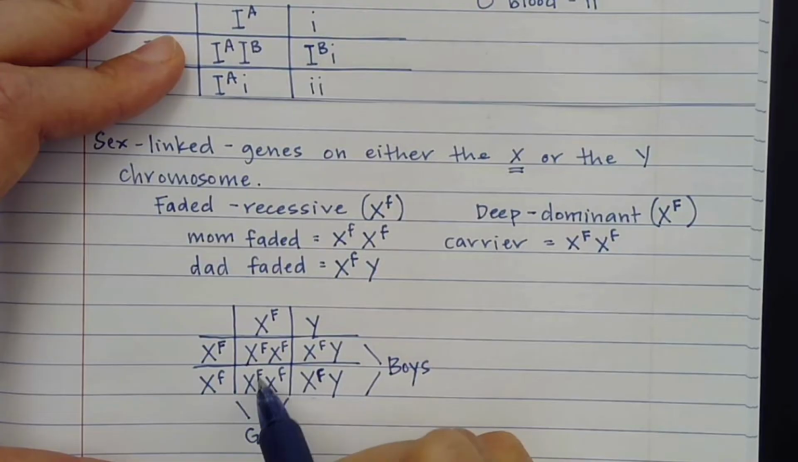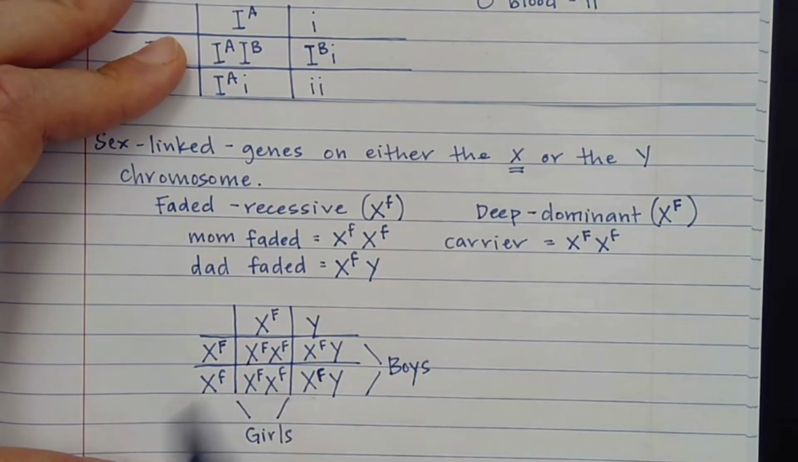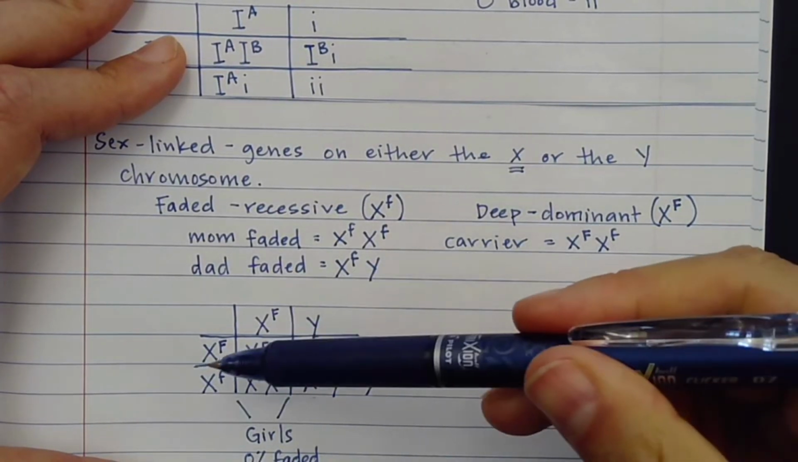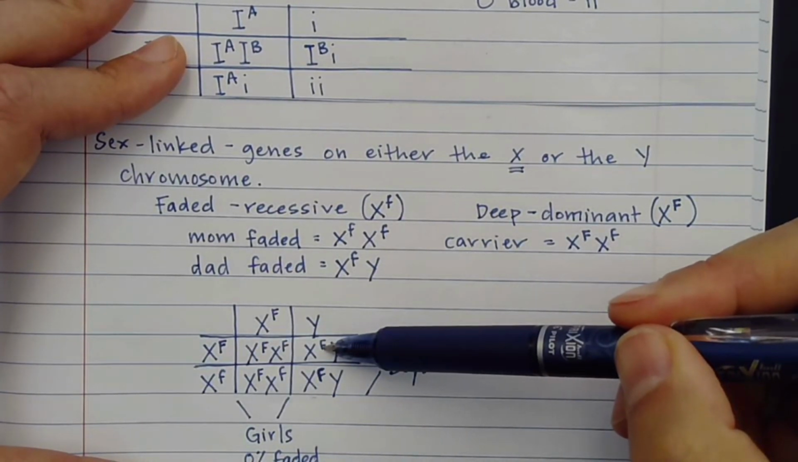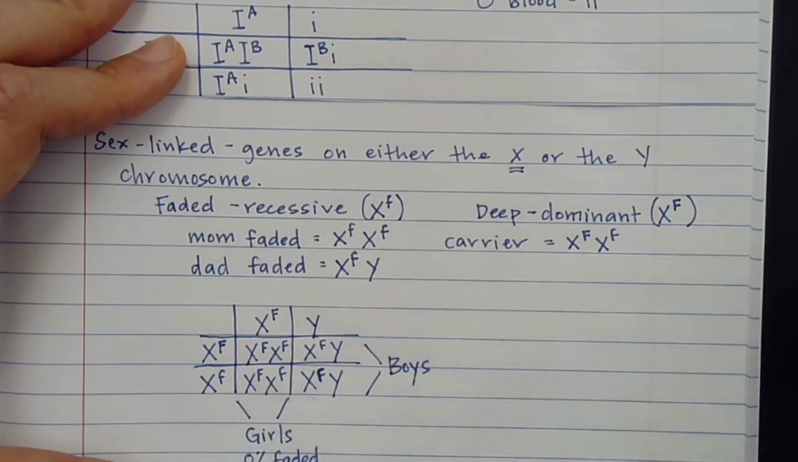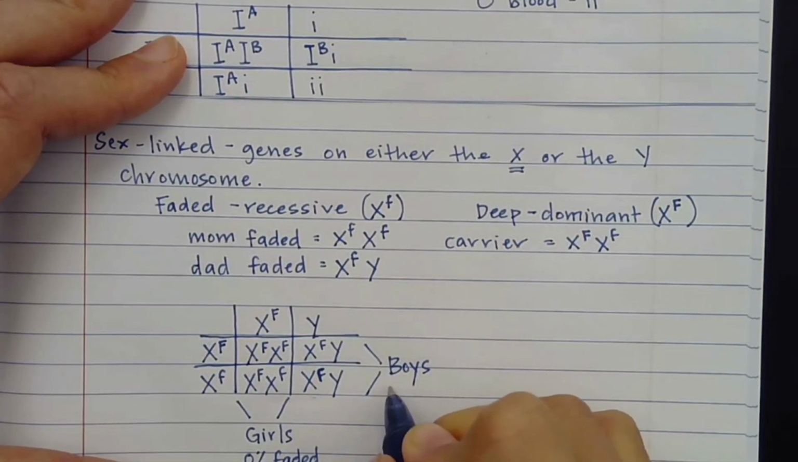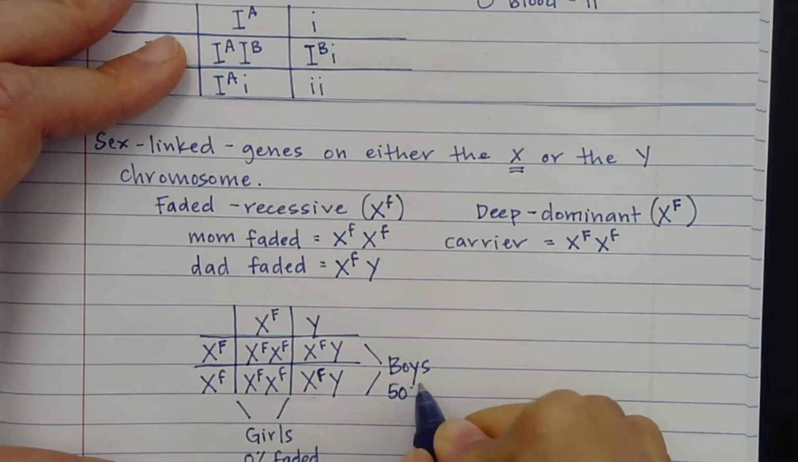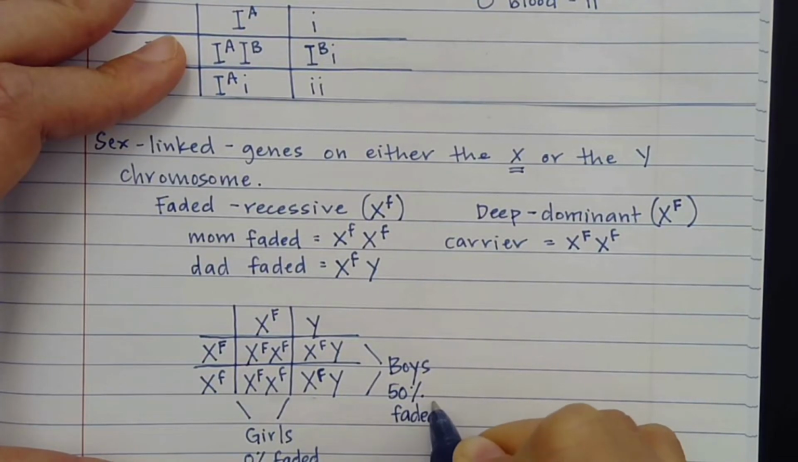Because both possibilities for the girls have that capital F that they got from dad, that means that 100% of them are going to be deep in color and 0% are going to be faded. On the other hand, boys, because half of them get the big F from their mom, but the other half get the little f from their mom, we're going to have for our boys 50% have that faded characteristic.